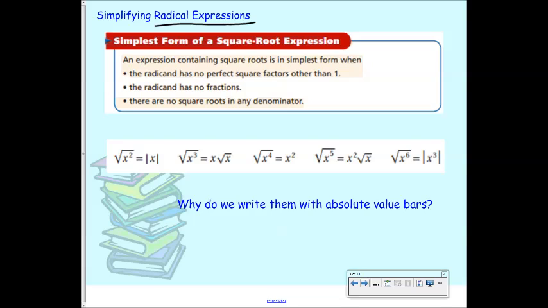So here are some things that we need to do when we're simplifying. A simplest square root function or a radical expression has no perfect square factors other than 1. All right, that means it's reduced all the way. The radicand, so inside the radical, has no fractions. And what's this last one say, Brian? There are no square roots in any denominator. So you cannot have a square root in a denominator, and we'll talk about how to get rid of that in just a second.